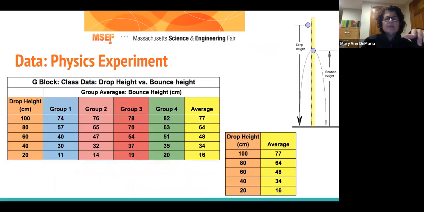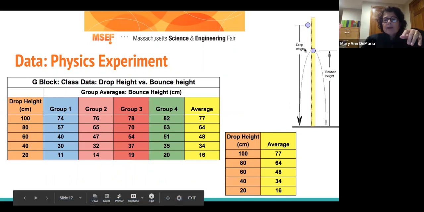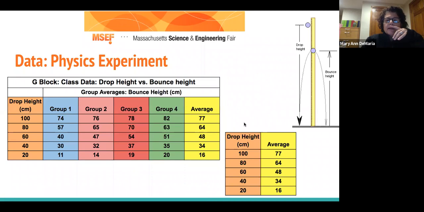Finally, the physics experiment. Now, these are actual data from one of, I think we actually did this in 7th grade, and I don't know what kind of balls we used, whether it was golf balls or not, but these were the real drop heights, 100 centimeters, and they wrote them in reverse order, but that's okay. And then every group, like different groups of kids, this was before COVID, so we were able to actually work in groups together.